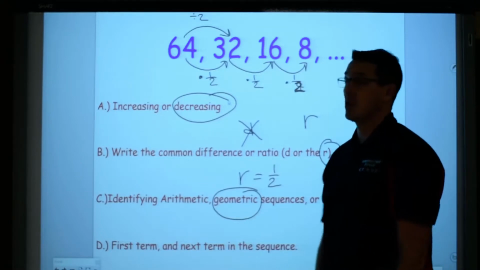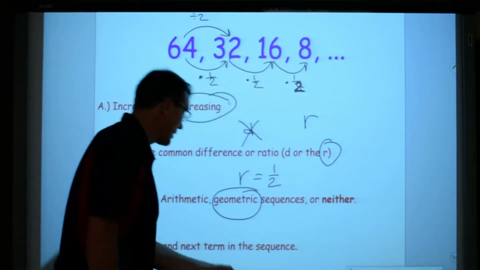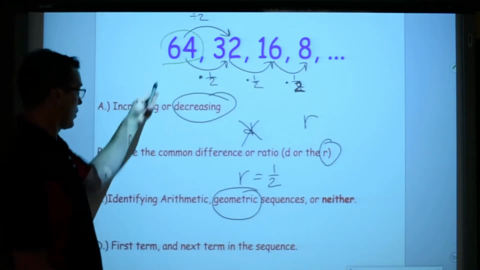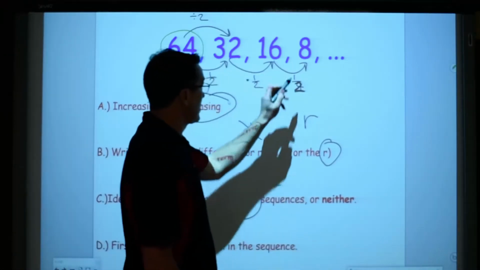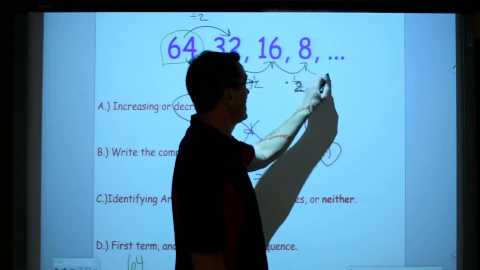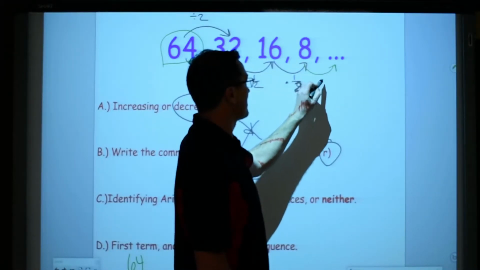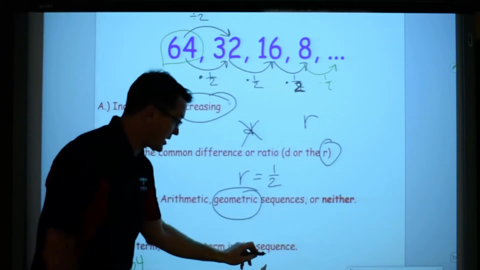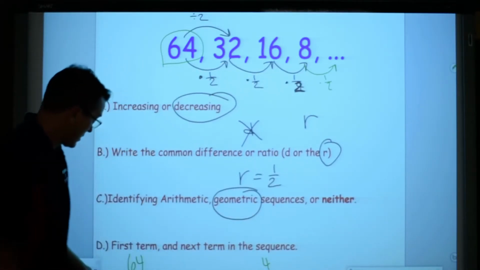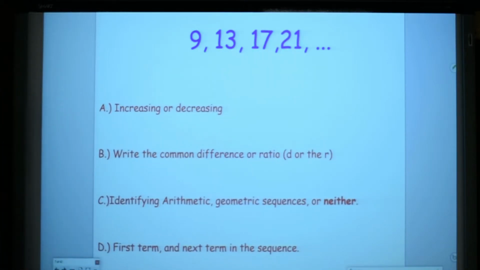And then what is the first term in the sequence? Again, that should be straightforward, because the first one I see is 64, so that must be my first term. And then what's the next term of the sequence? All I do is go to this last term and say, okay, if I continue this, what's 8 times 1/2? And that's why I put that 4 there, because I was thinking in my head. The next term of the sequence is 4. Okay? Let's try another one.